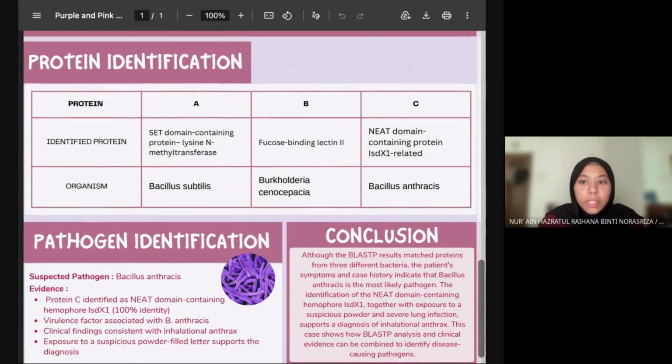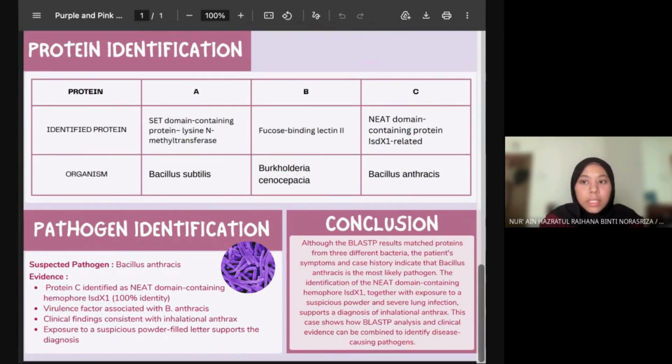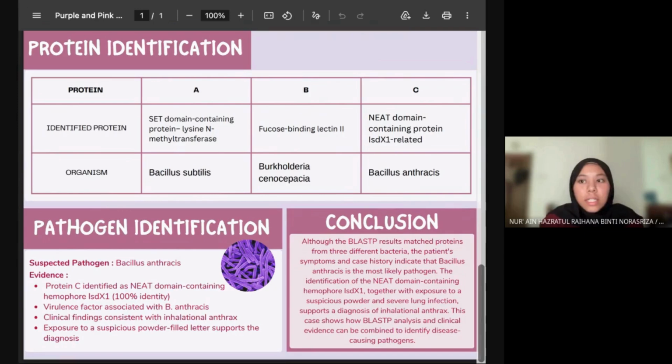Although the three proteins match different bacterial species, the patient's clinical history strongly suggests that Bacillus anthracis is the most likely causative pathogen. This is because the patient was exposed to a suspicious powder-filled letter and developed severe lung symptoms, which are characteristic of inhalational anthrax. In addition, the identification of IsdX1, a known virulence factor of Bacillus anthracis, further supports this conclusion.